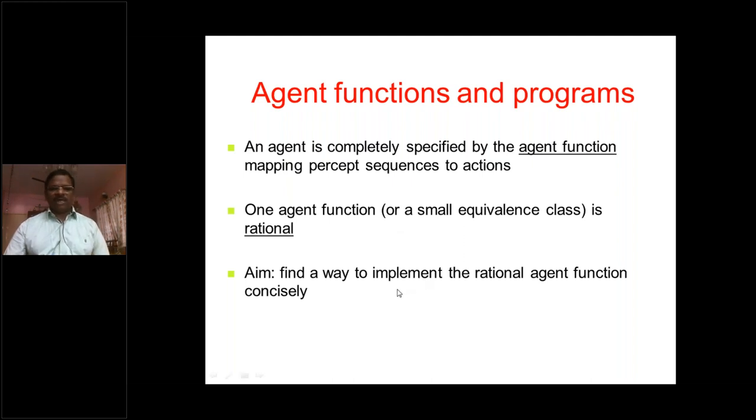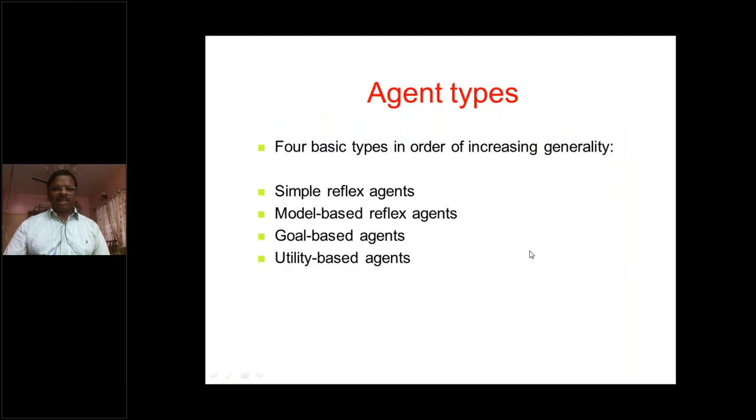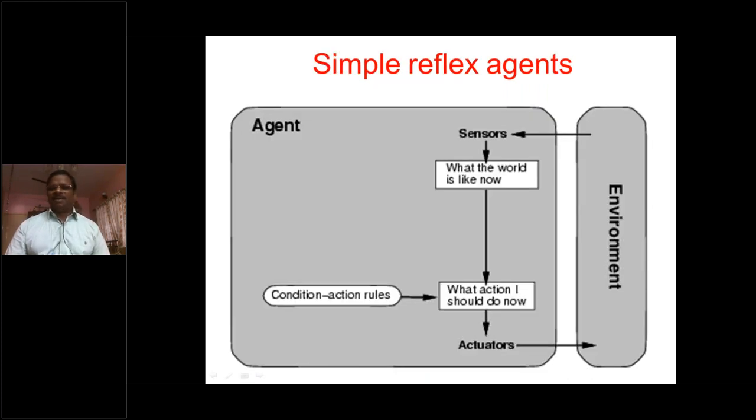The aim is to find a way to implement the rational agent function concisely. Then the agent types: simple reflex agents, model-based reflex agents, goal-based agents, utility-based agents. I'm going fast, there is no other way, because this session has many slides, up to 70 slides. Now we are getting into the simple reflex agents.